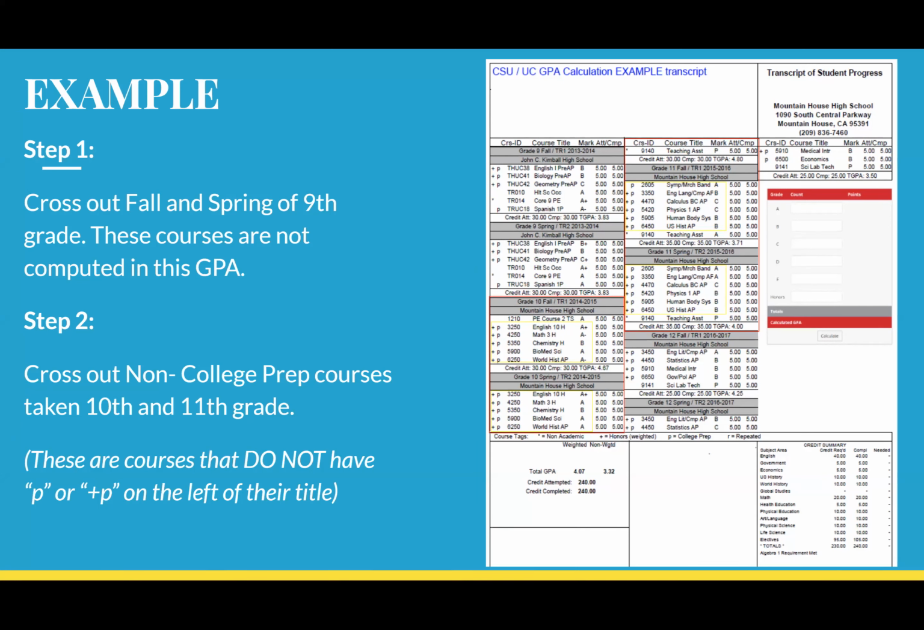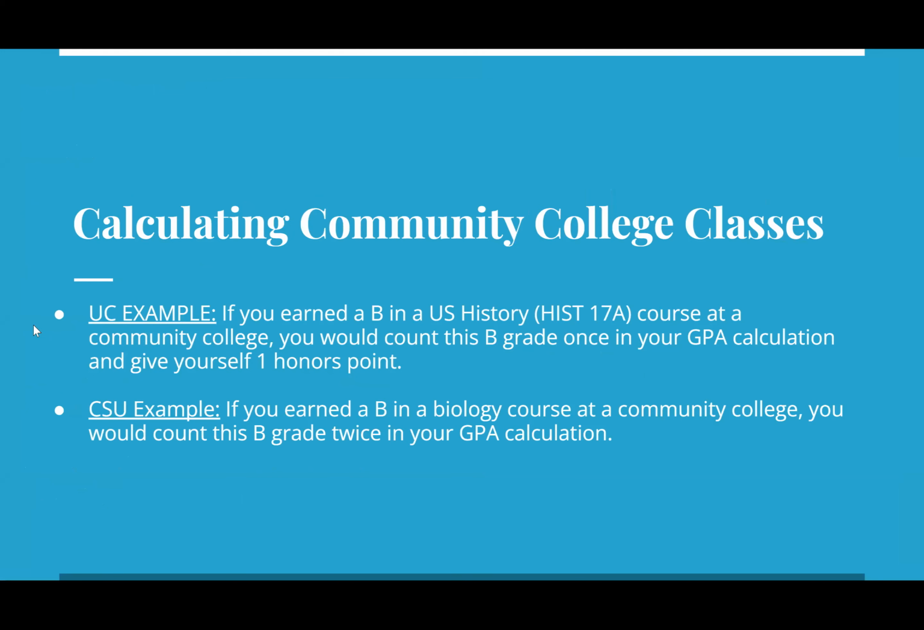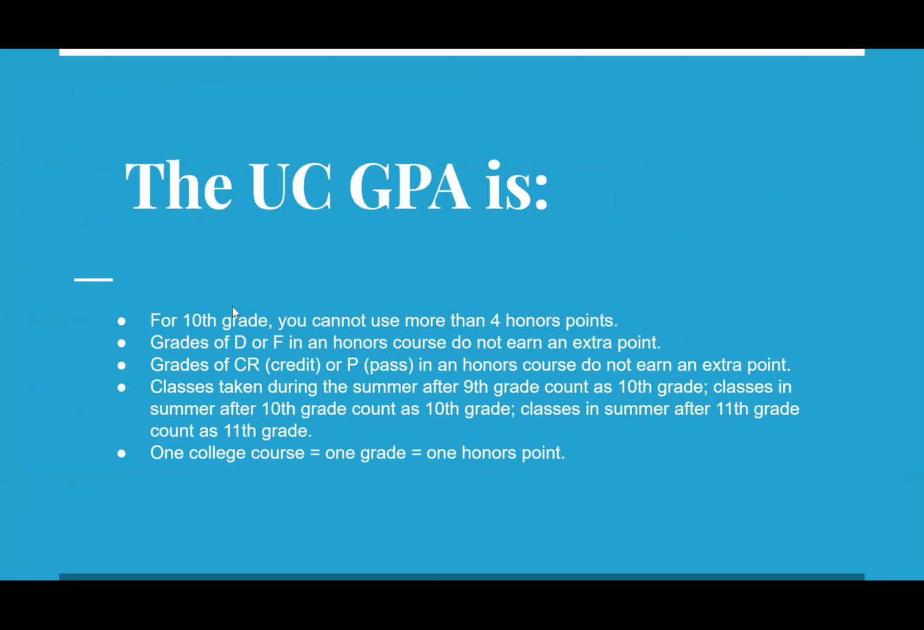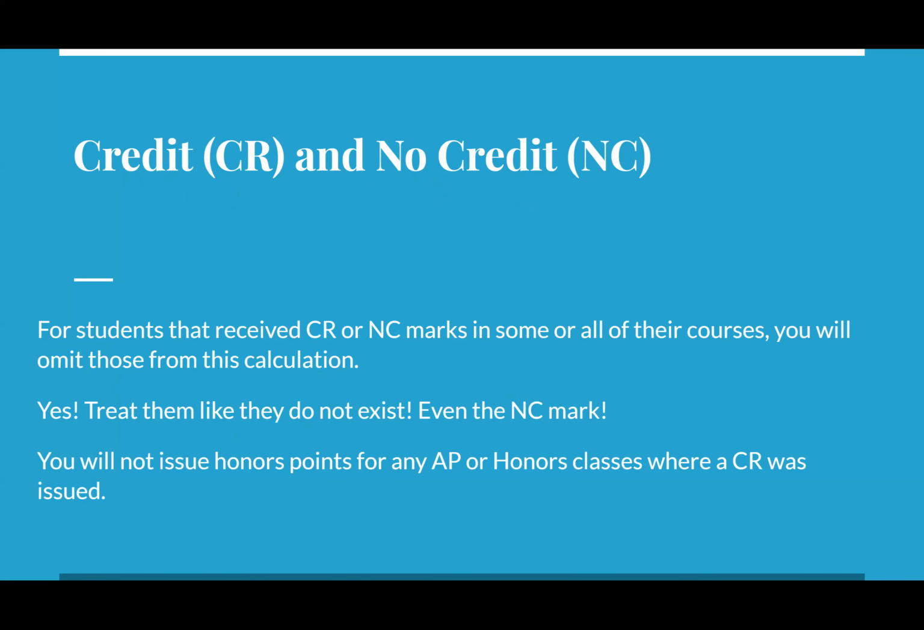The next question: do the community college courses get 1 extra point like AP and honors? With community college, it's a little bit tricky to answer, because like I mentioned, UCs will give you 1 grade, 1 honors point for community college classes, but CSUs, just because we're talking about both systems here, will give you 2; you'll count the grade twice in the GPA. So for UCs, 1 class, 1 point. I think we mentioned that here. The UCs count 1 college course, 1 grade, 1 honors point, whereas the CSUs will count it for 2 classes.